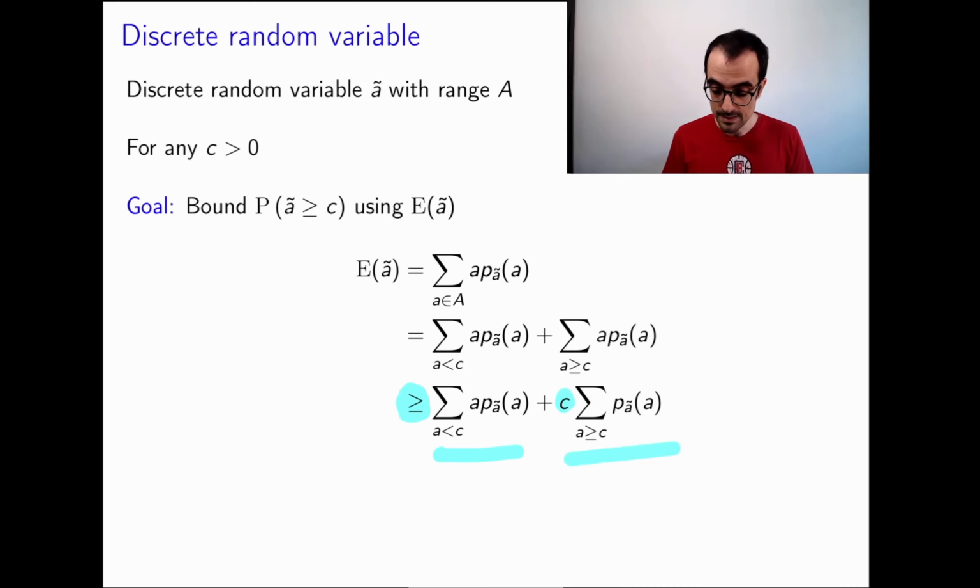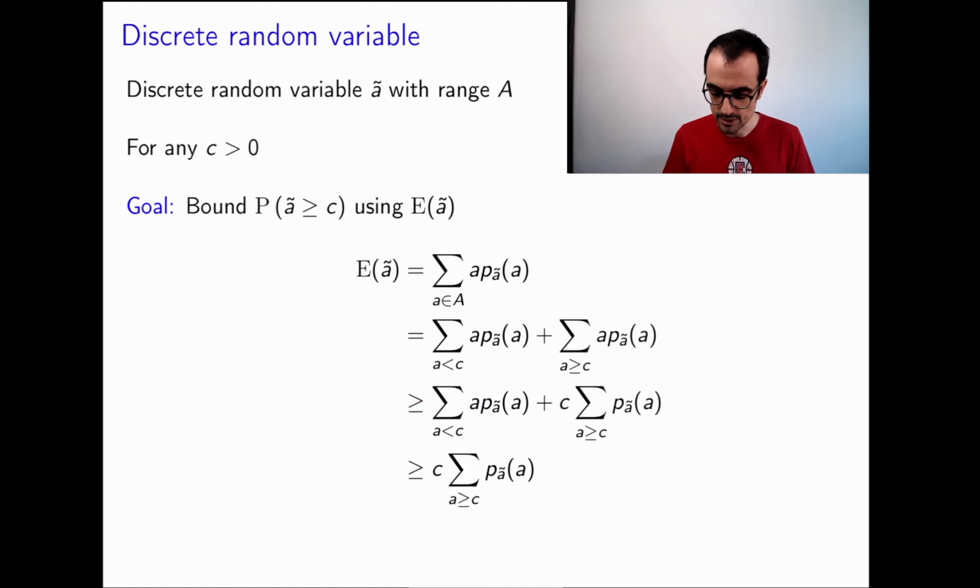Now, if we eliminate this, this is kind of nice because we get a lower bound on the mean in terms of the sum of the probabilities of all the values that are greater than c. That's just equal to the probability that the random variable is greater than c, and that's exactly what we want to bound. So now we have to flip things around a little bit.